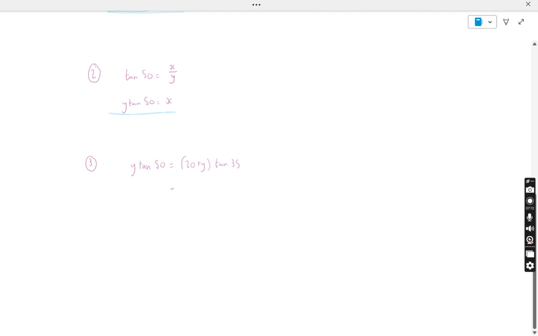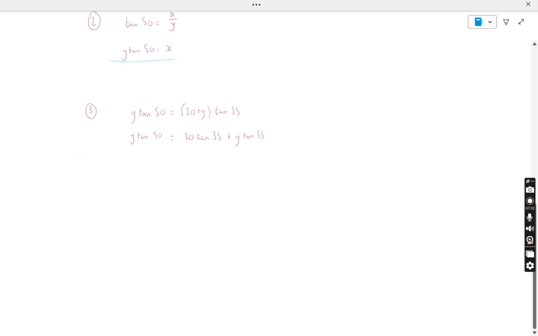Okay, next line. On the right hand side, we can simplify this down to 20 tan 35 plus y tan 35. On the other side, I'm left with y tan 50. Now let's move this y tan 35 to the other side. Currently it's positive, so we need to turn that into a negative. So y tan of 50 minus y tan of 35 equals 20 tan 35.